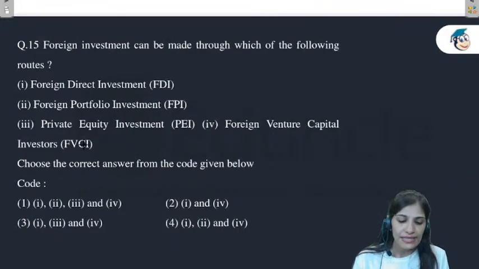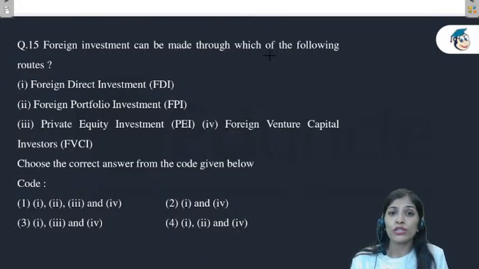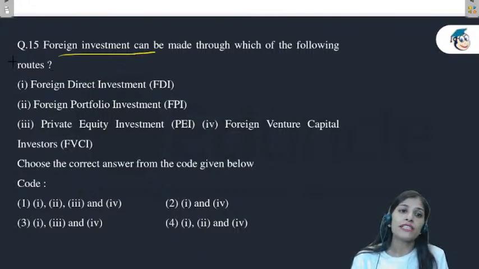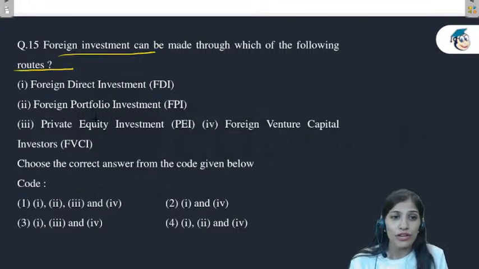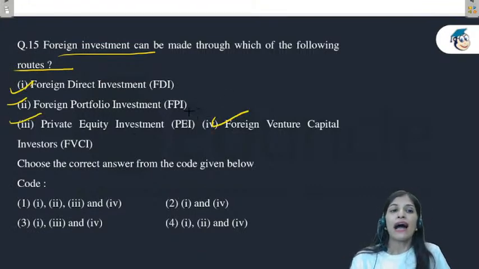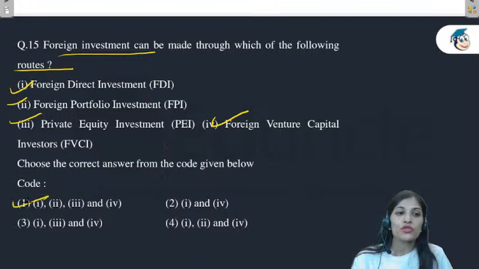2. Next. Foreign investment can be made through which of the following routes? Foreign investment routes: we have FDI, foreign portfolio investment, private equity investments, and foreign venture capital investment. All these are modes by which we can have foreign investment. So option number 1.